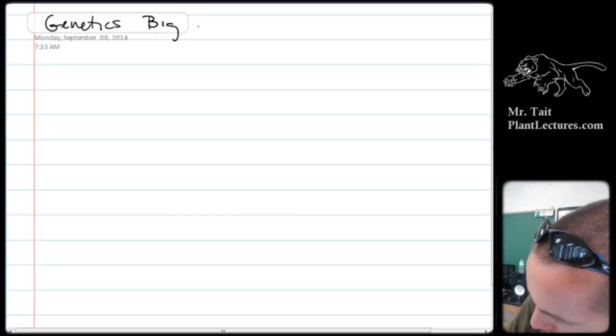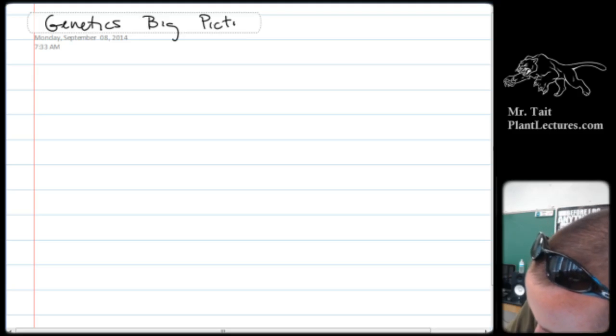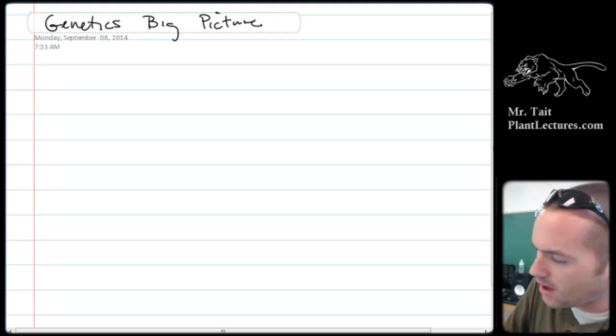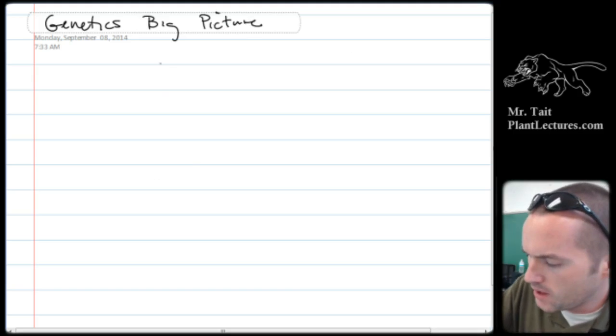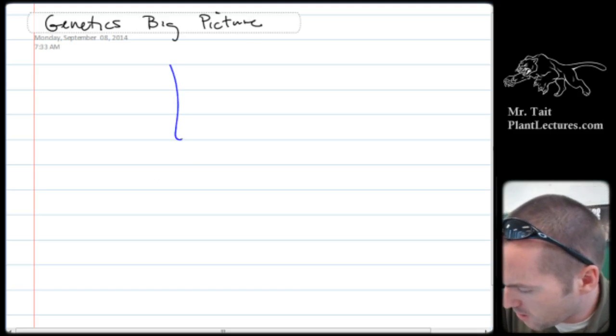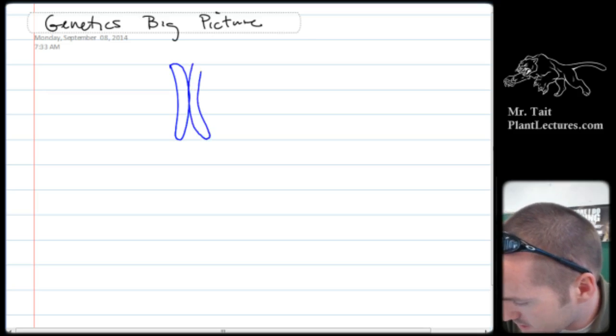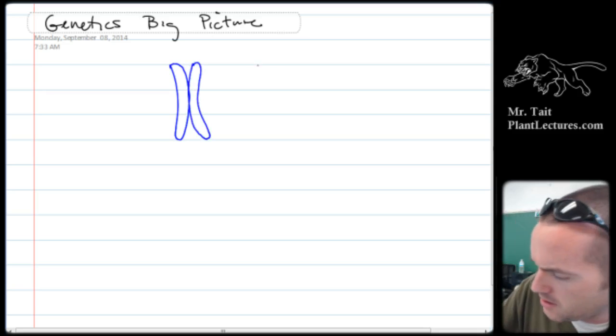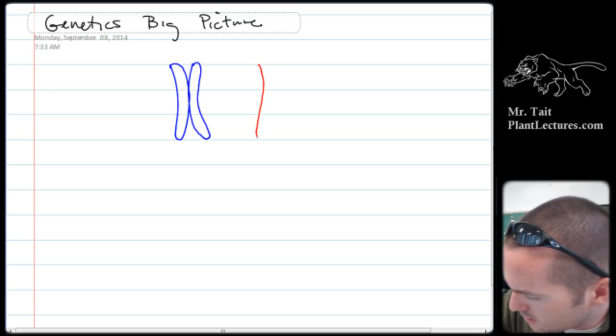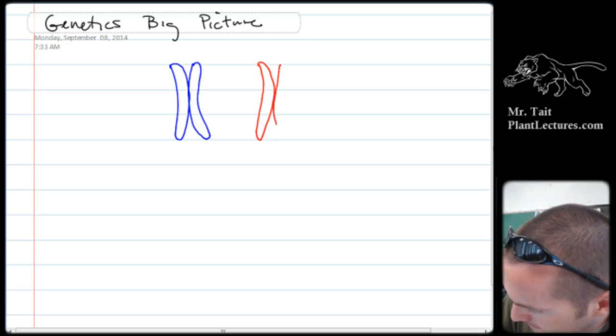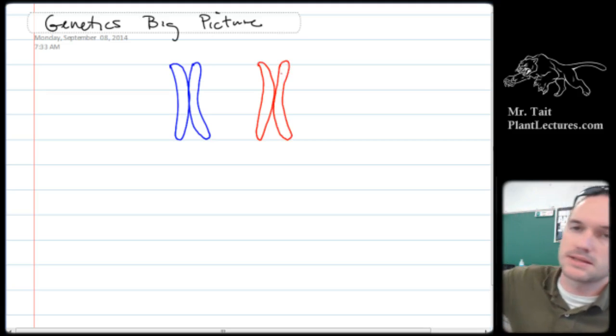And we're going to jump back pretty far, and we are going to talk about this concept of homologous chromosomes. Homologous chromosomes are chromosomes that code for the same type of information, but not necessarily the same information. So here's a homologous chromosome, and here's a homologous chromosome. Both these chromosomes are going to be located within the same cell.